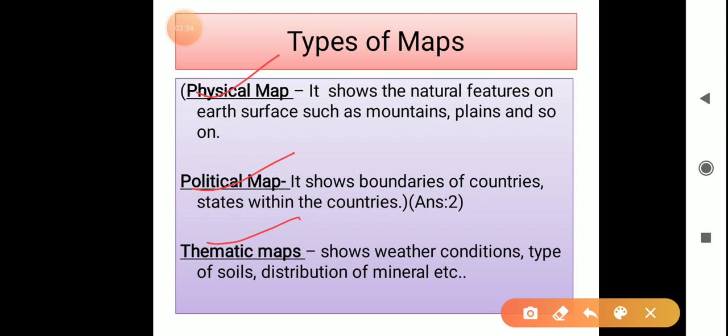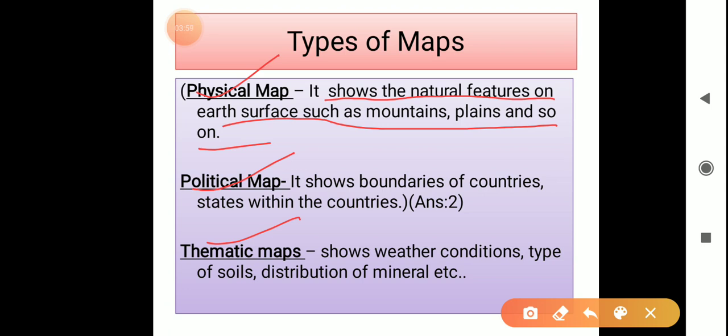First we will learn about the physical map. Physical maps show the natural features on the earth's surface like mountains, plateaus, plains, rivers and so on.